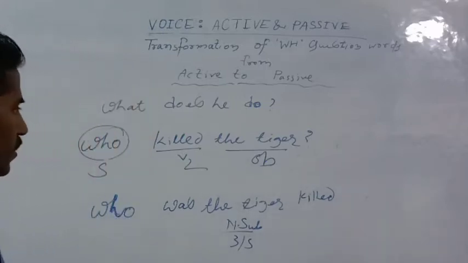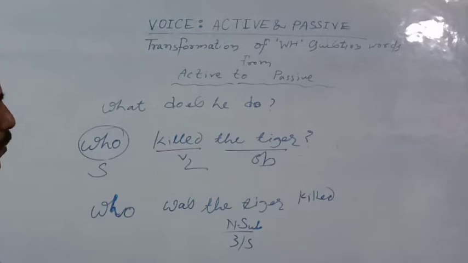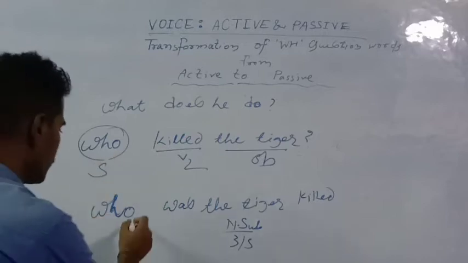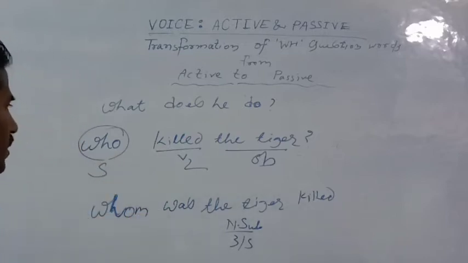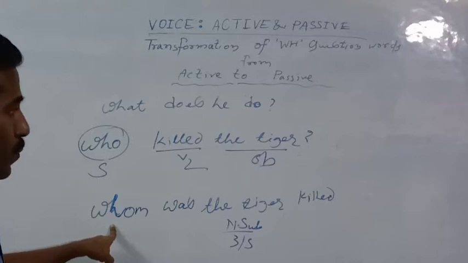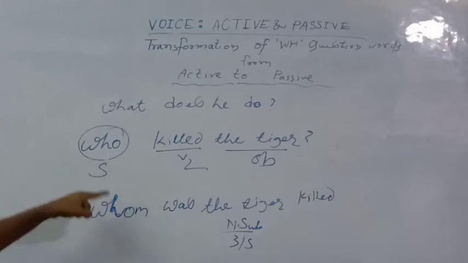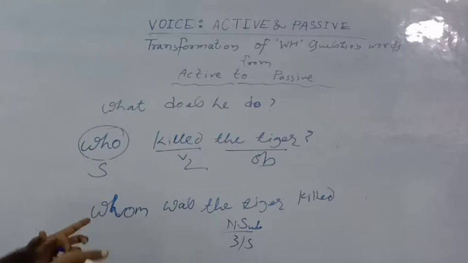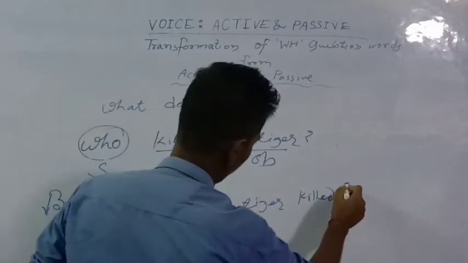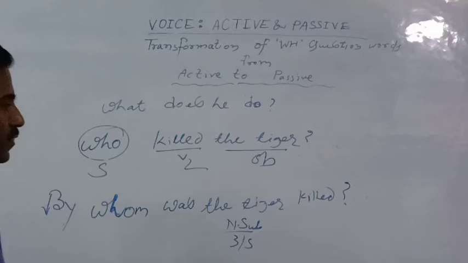Okay, getting it? Now we know before, in active voice if it is who, in passive who will turn into whom. In active voice who, and in passive it will turn into whom, and this whom is the new object because it was the subject. Now whom is the new object, and you know right before the object you have to put the preposition by. So I'll put here by: By whom was the tiger killed?